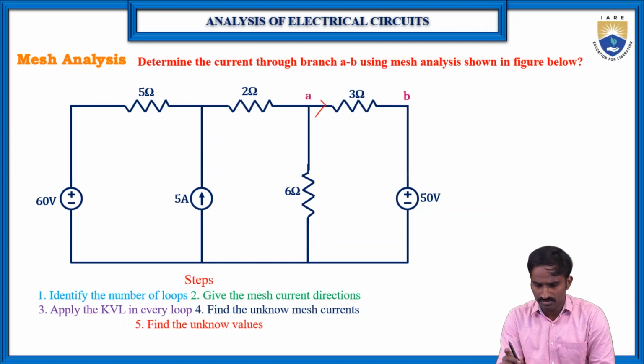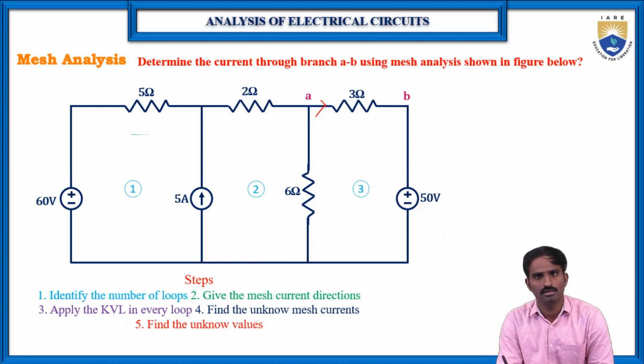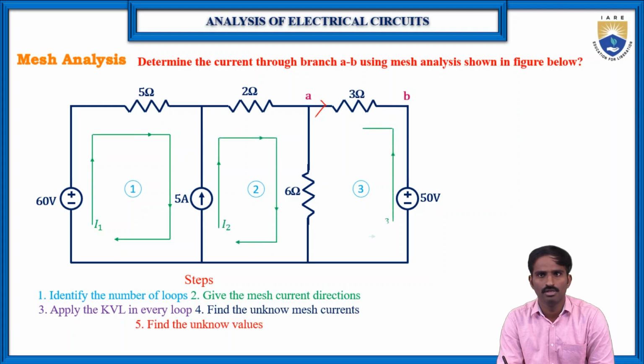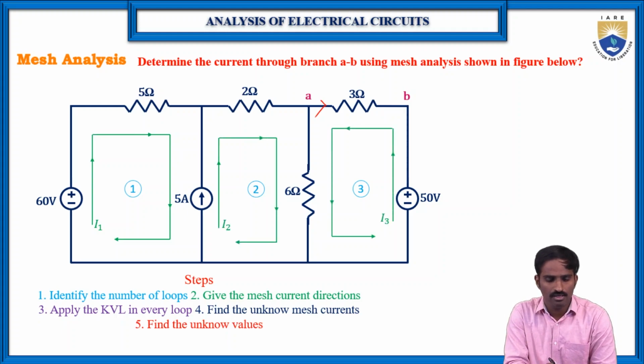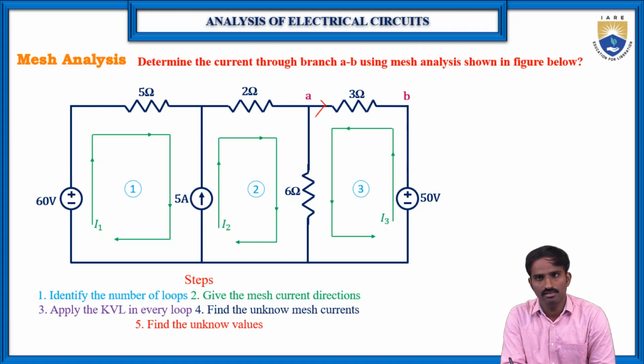Now let us indicate how many loops there are. There are 3 loops, and again we give the directions of the loops. The direction of the loop current in loop 1 is based on the voltage source polarities. In the second loop, we consider it based on the current source in loop 2. And in loop 3, it is based on the voltage source polarities.